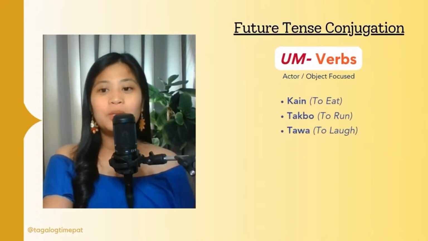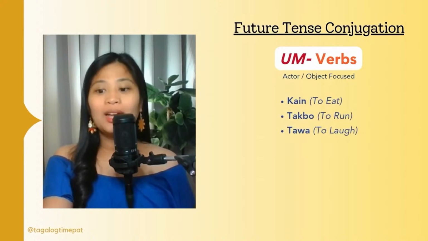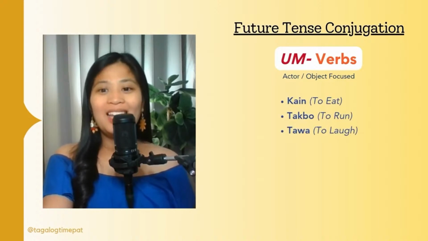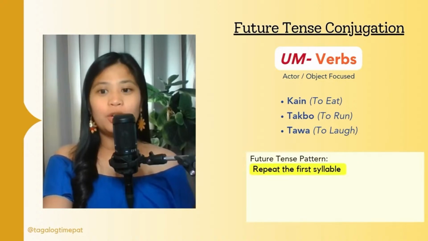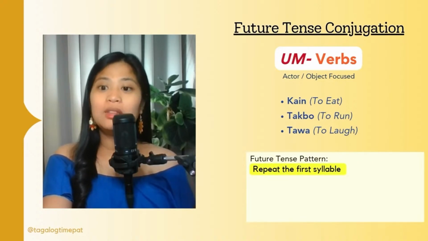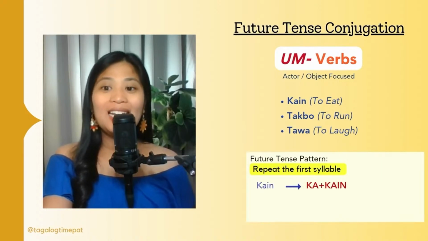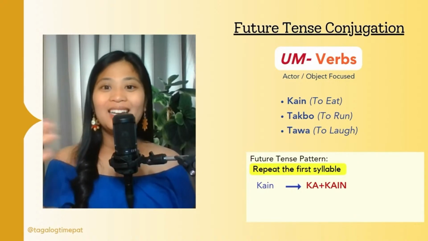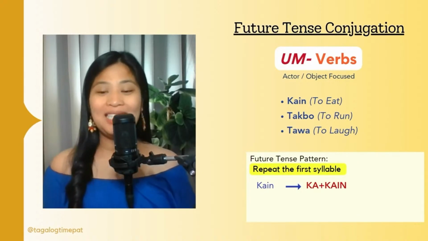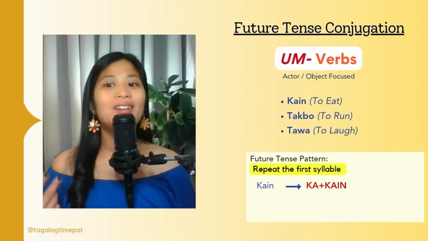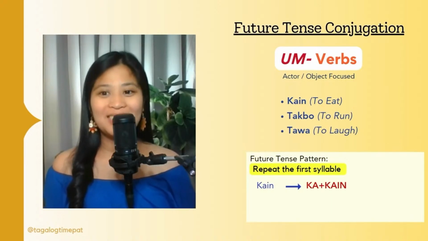Our um verbs are kain, to eat, takbo, to run, tawa, to laugh. Now the pattern for um verbs is you repeat the first syllable. So take a look at this. Kain, to eat, becomes kakain. Kakain ako, I will eat. Kakain ako ng pansit. I will eat some pansit.